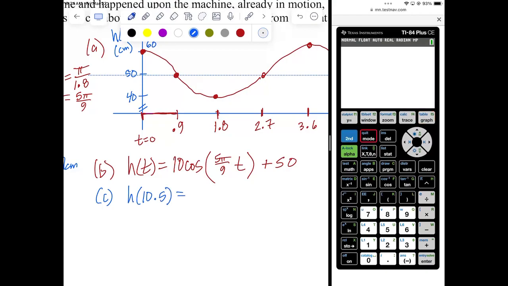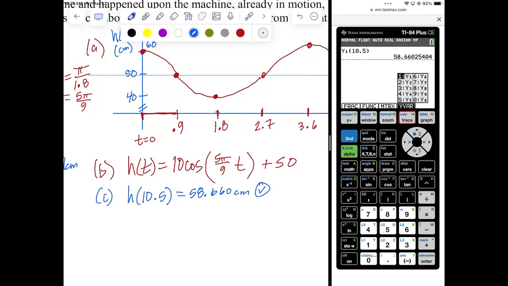So I'm going to go to the home screen now. Alpha trace number 1 of 10.5. It gives us 58.660 centimeters. So there's your numeric answer. There's a check for having both sides of the equation. All right, now I want to know if it's going up or down.